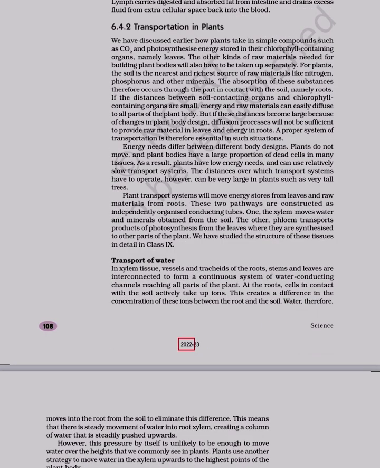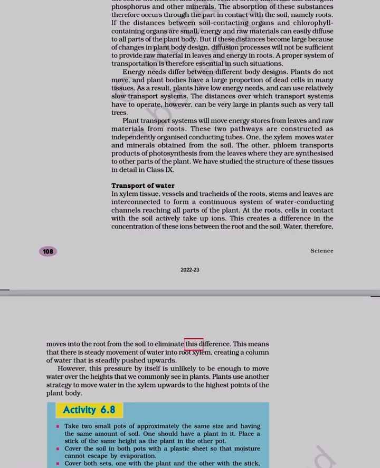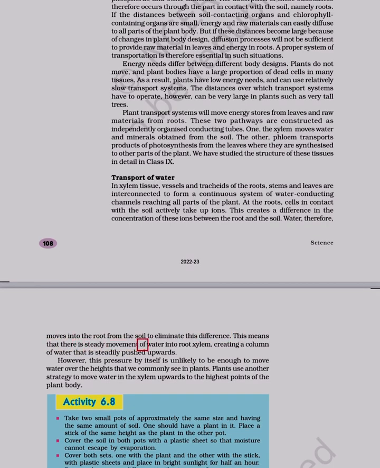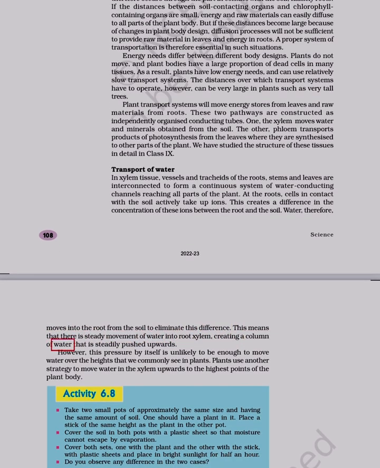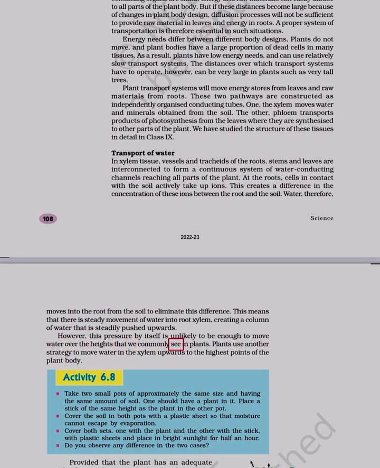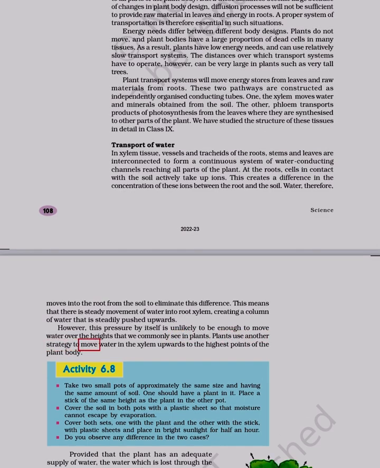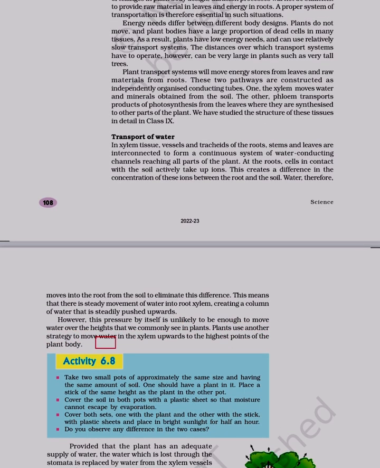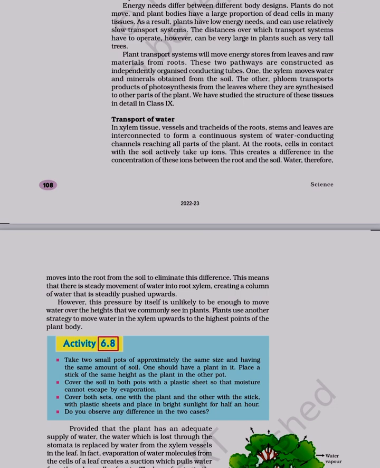Water, therefore, moves into the root from the soil to eliminate this difference. This means that there is steady movement of water into root xylem, creating a column of water that is steadily pushed upwards. However, this pressure by itself is unlikely to be enough to move water over the heights that we commonly see in plants. Plants use another strategy to move water in the xylem upwards to the highest points of the plant body.